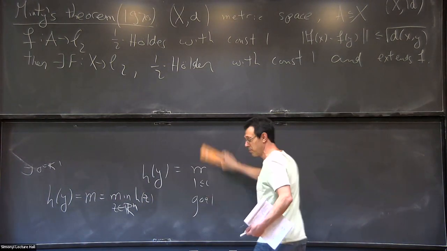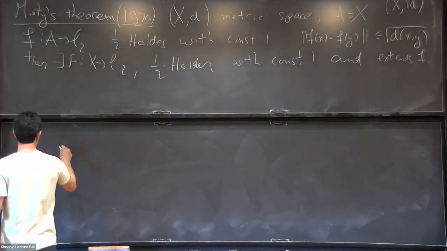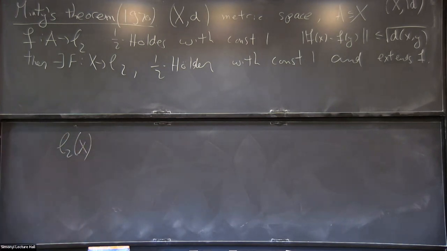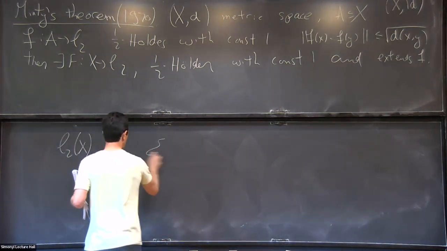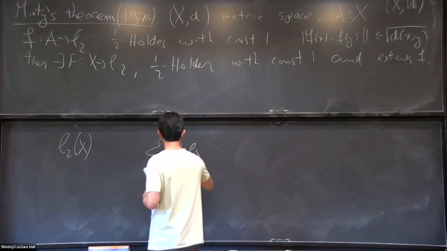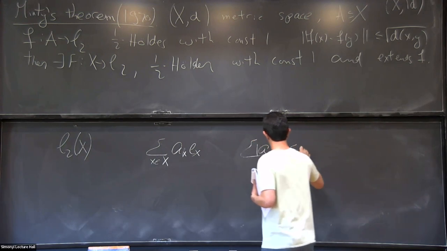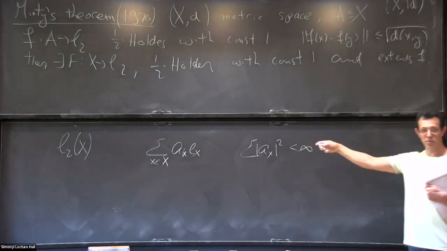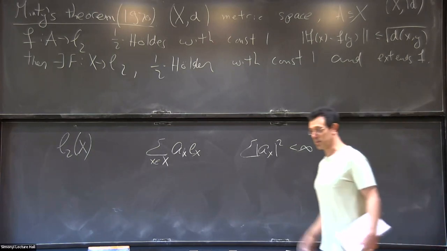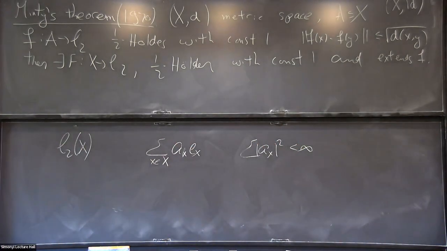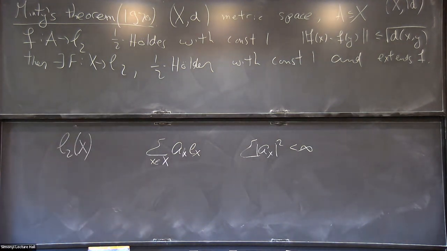I can tell you what the ball in the criterion is. I want to use the Kirchhoff theorem. So you look at the Hilbert space, which is little L2 of X. It's all the formal sums, sum of a_x e_x over x in X, such that the sum of a_x squared is finite. The delta mass at every point is this; it's called little L2, the standard Hilbert space. Of course, this means that the sum has only countably many nonzero elements.